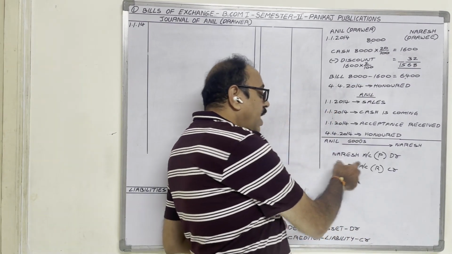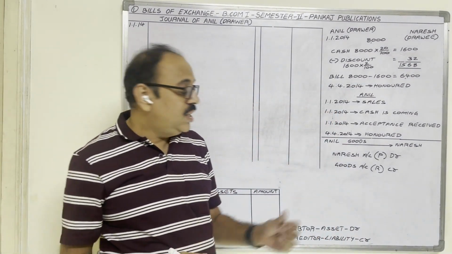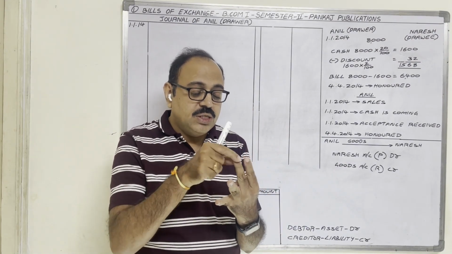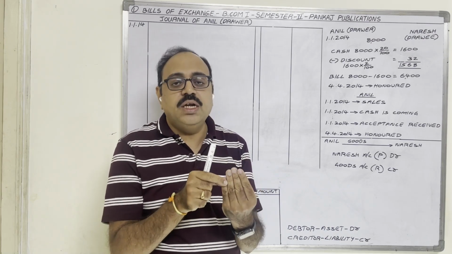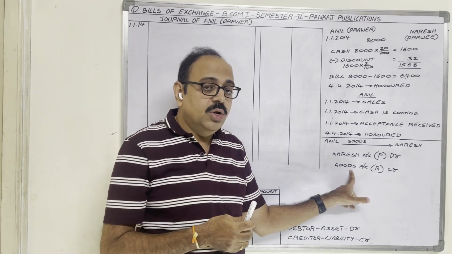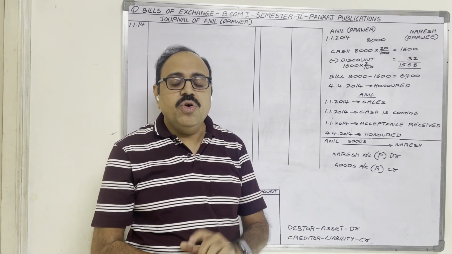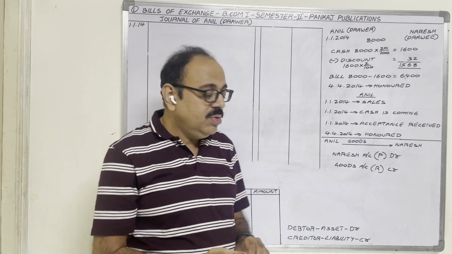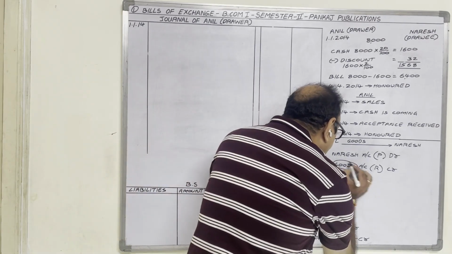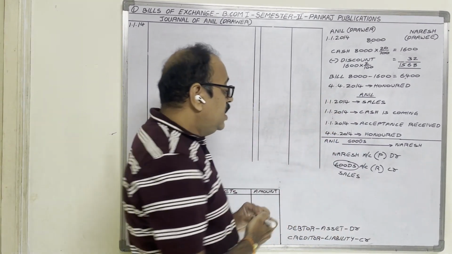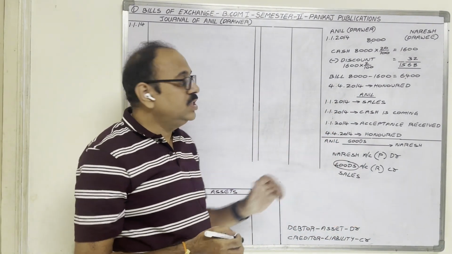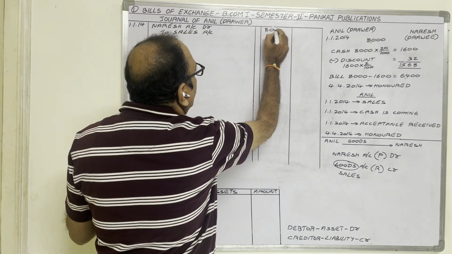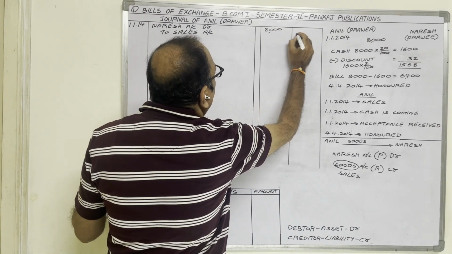The word goods we should not write directly, because this word comes in four circumstances: in case of purchases, sales, purchase return, sales return. If you write only goods, there is no clarity about the transaction, no? Therefore instead of writing the word goods, write according to the transaction. This is a sales transaction, no? Therefore sales account we have to credit. So the final entry is Naresh account debit to sales account. Amount 8,000 rupees in the debit column and in the credit column.